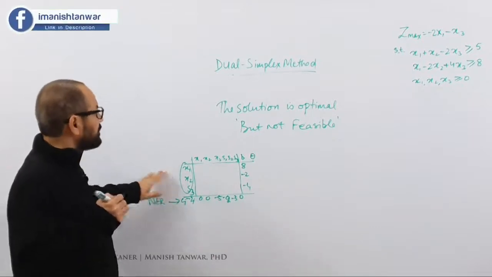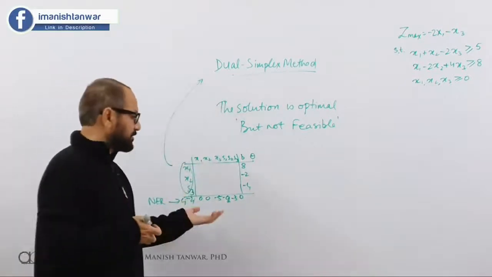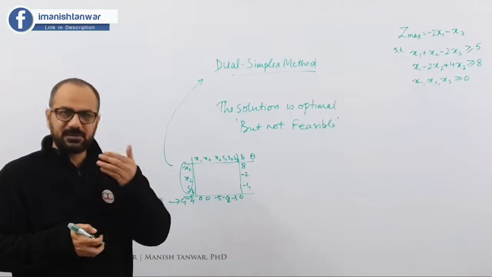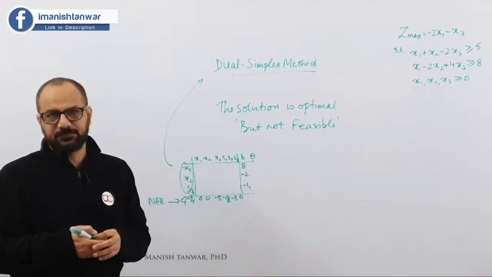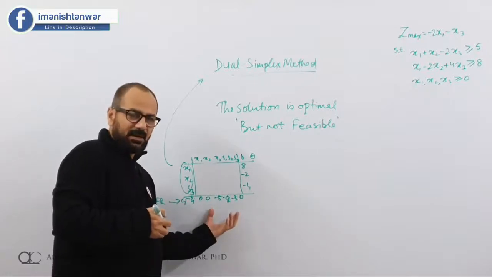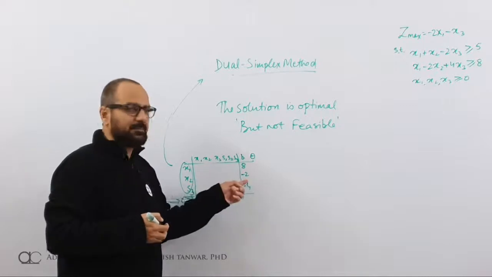In such cases, what we do is we move to dual simplex. This is a situation where dual simplex will save us. Dual simplex will take us through this situation. This is a special situation where I have reached the optimal solution, but it is not feasible because x2 cannot be minus 2.